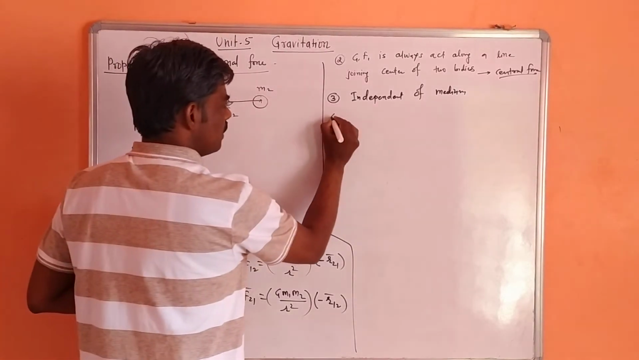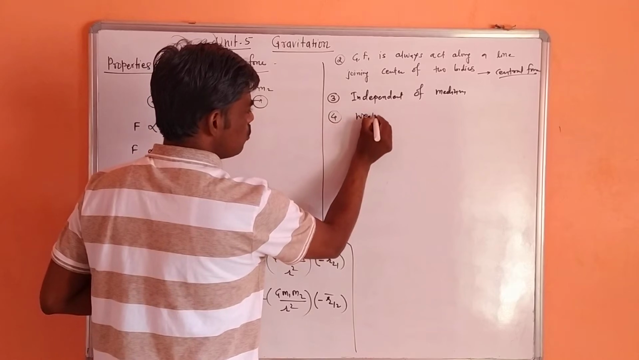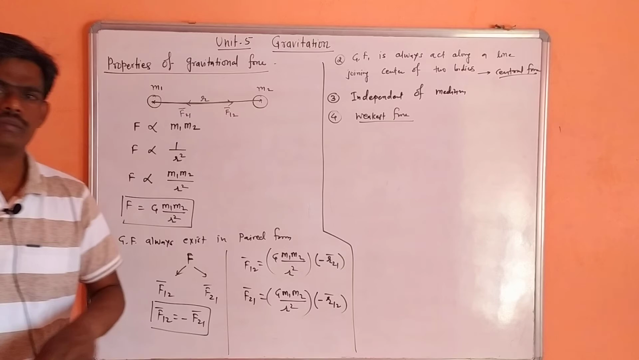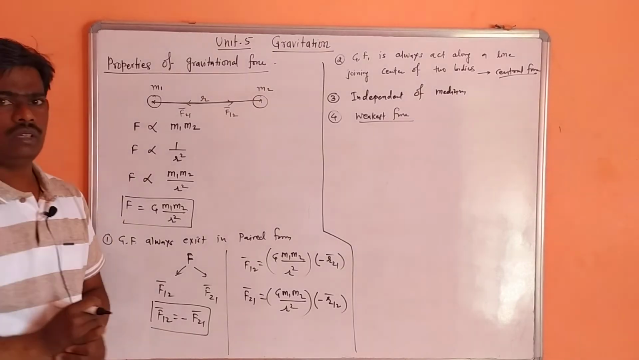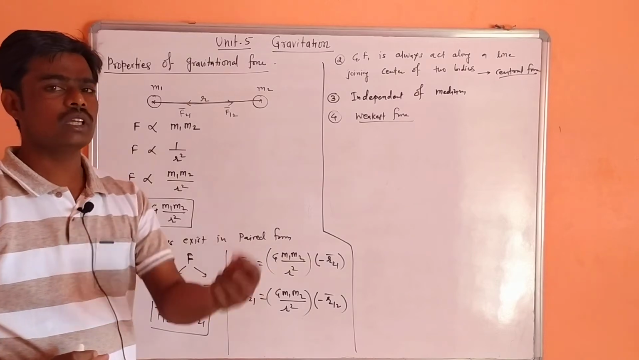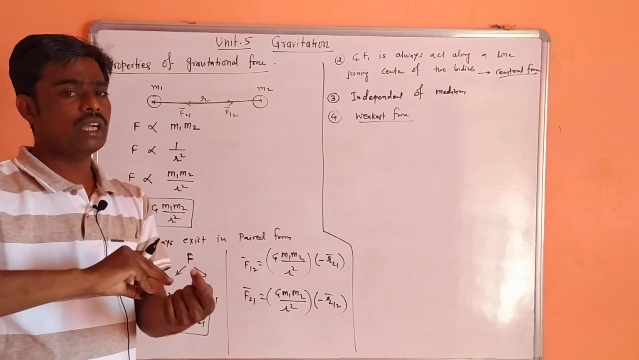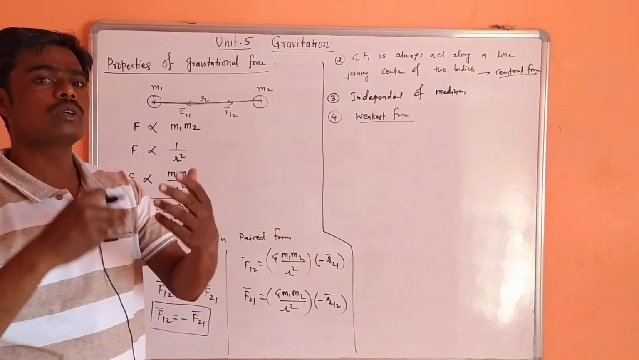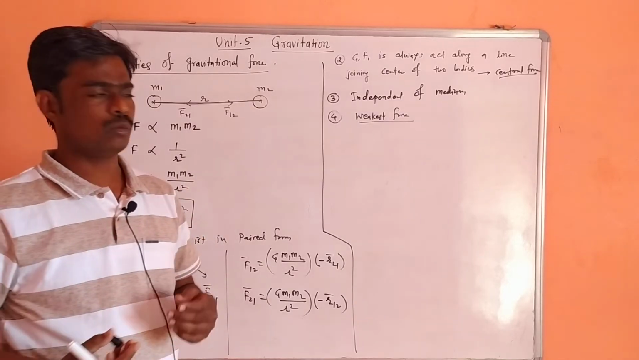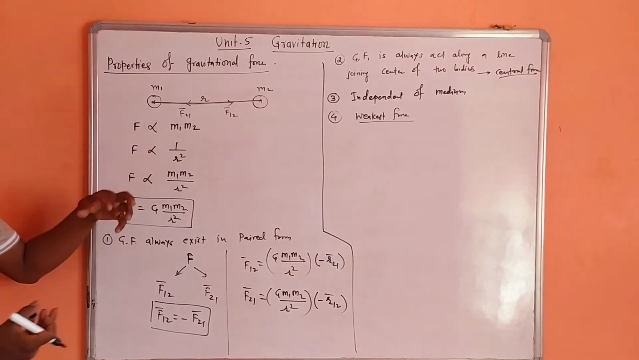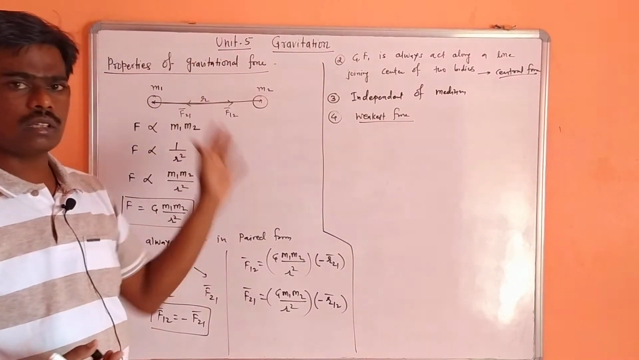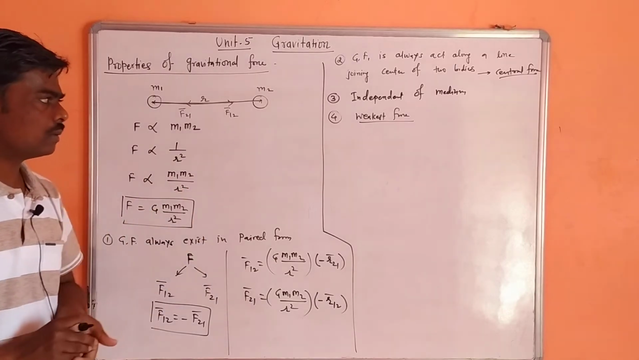Fourth characteristic: gravitational force is the weakest force than all other forces in the universe. That's why gravitational force is considered as one unit, and in multiples of this gravitational force we count nuclear force, then electrostatic force, strong nuclear forces. All these forces are counted in terms of gravitational force. So this is the weakest force than all other forces in the universe.